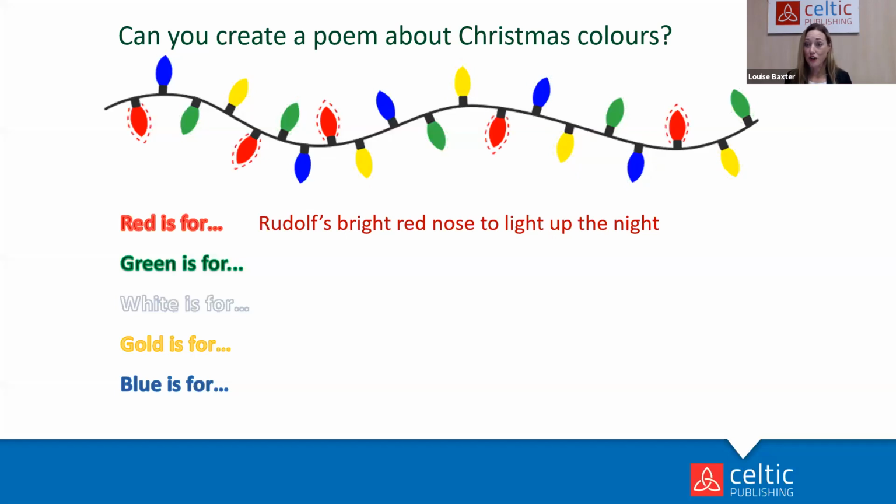Next, you can ask them for green, white, gold and blue. When you've got a poem on your board, it's nice to let the children go off and create their own poem, and so they can be really creative as well.